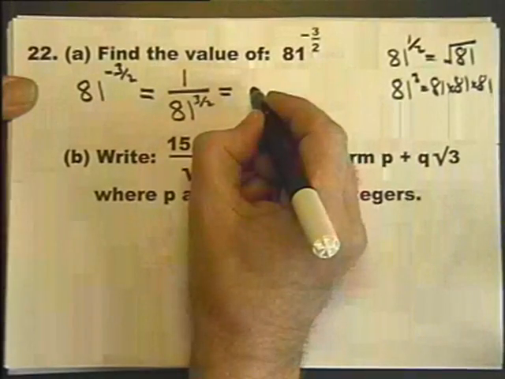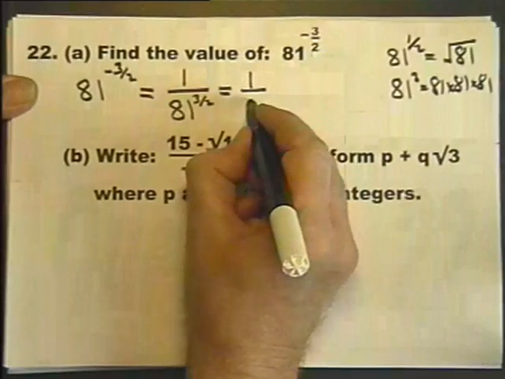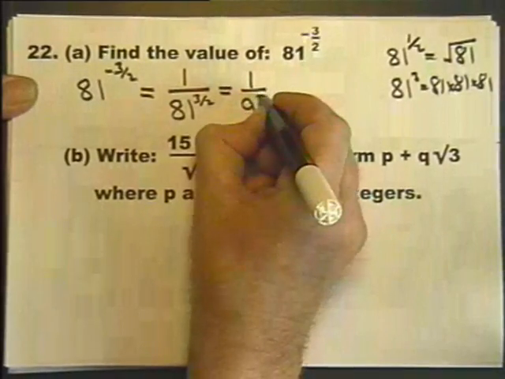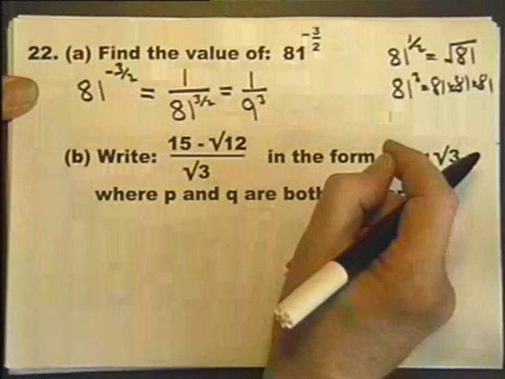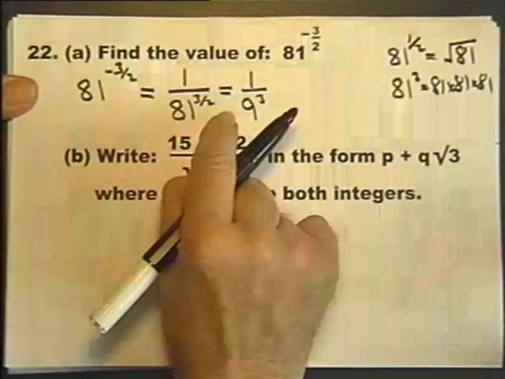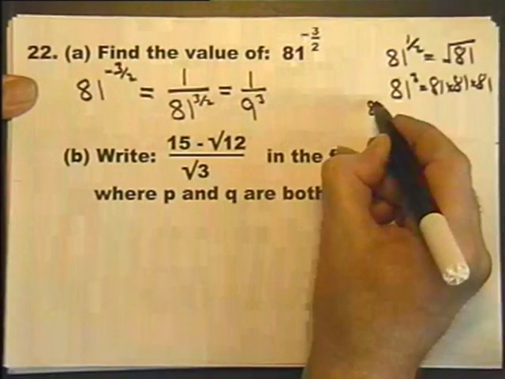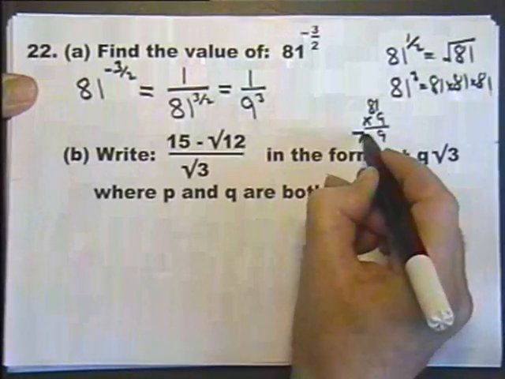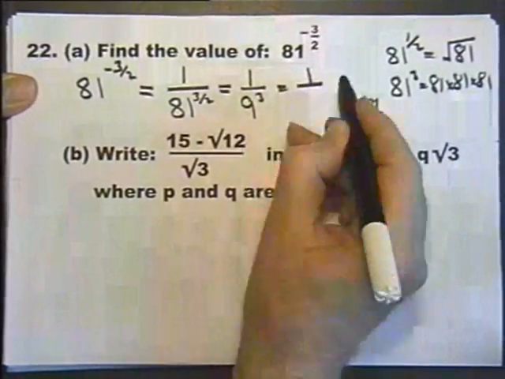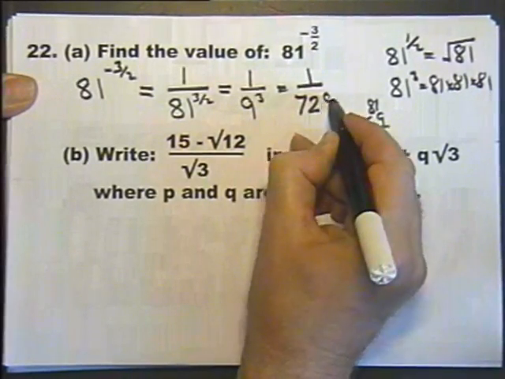So let's find the square root of 81, and that's 9. And then we'll need to find the cube of 9. Square root the 81 gives me 9. Now cube the 9. So 9 nines are 81, then I need 81 times 9. 1 times 9 is 9, 8 nines are 72. So the answer is 1 over 729.